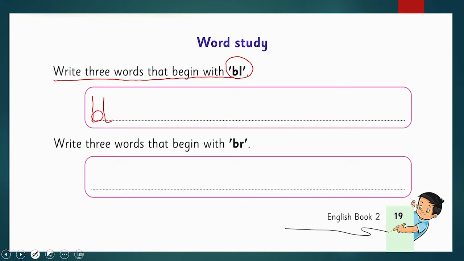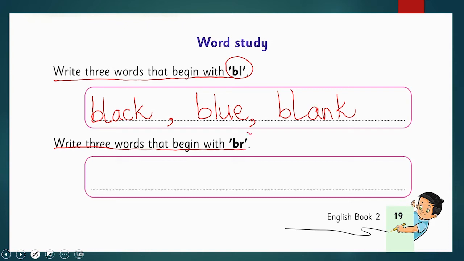Bl, black, comma, bl, blue, blank. Write 3 words that begin with br.